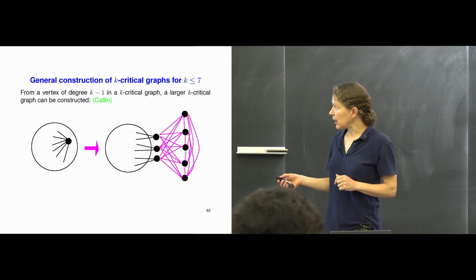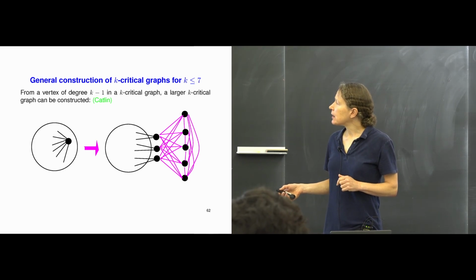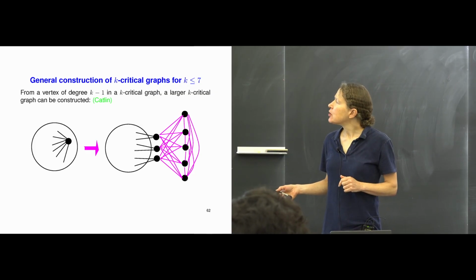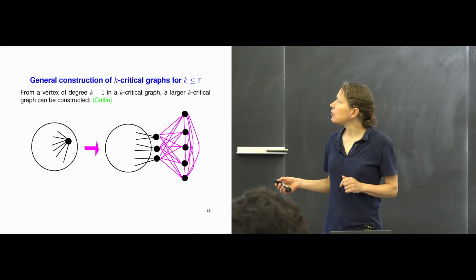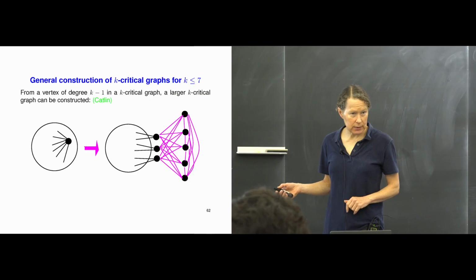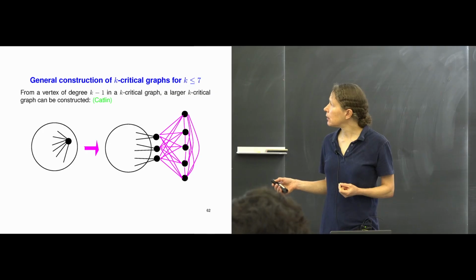So we're going to think now about k-critical graphs where k is at most 7. And I won't tell you why this statement is true here, but it's an easy thing to verify. You can verify it for yourself. So if you have a k-critical graph, where k is at most 7, and if you have a vertex of degree k minus 1 in it, that is possible. Vertices would have degree k minus 1 or k in such a graph.